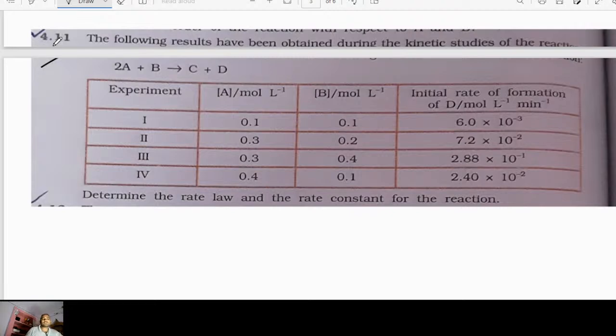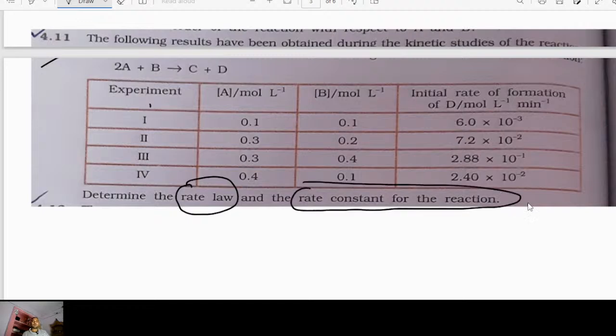Okay, good. So here the following results have been obtained during the kinetic study of the reaction 2A plus B giving C plus D. Experiment number, concentration of A, concentration of B, and initial rate are given. They are saying determine the rate law and the rate constant for the reaction. So order they have not given, student. So how can you determine the rate law?